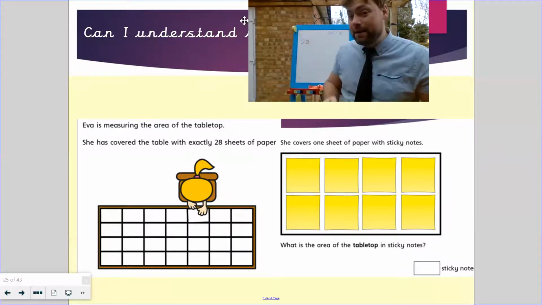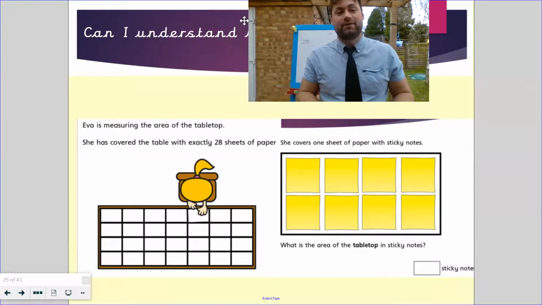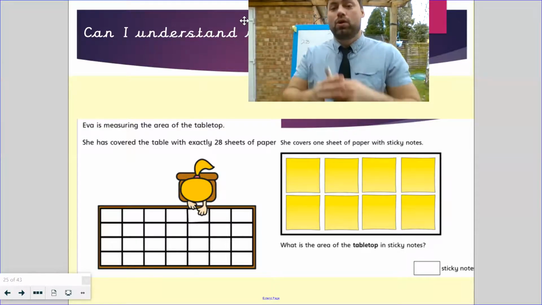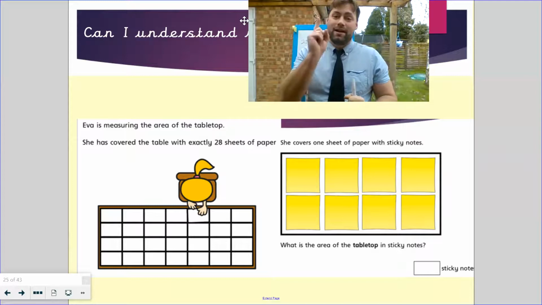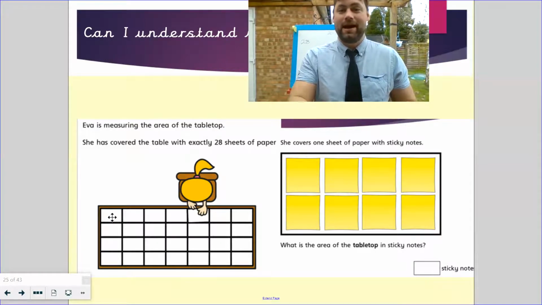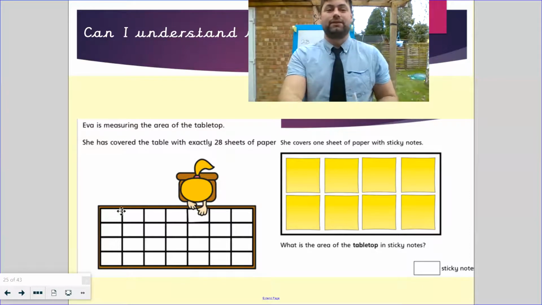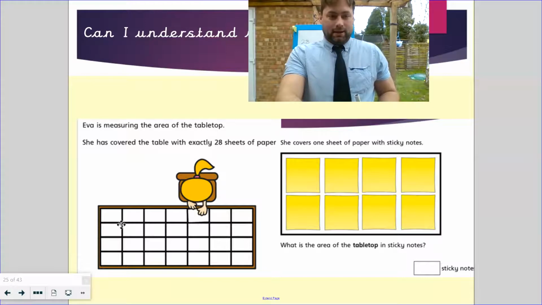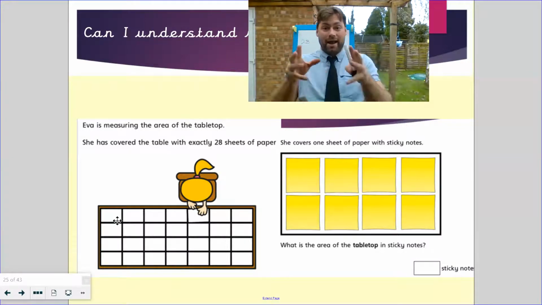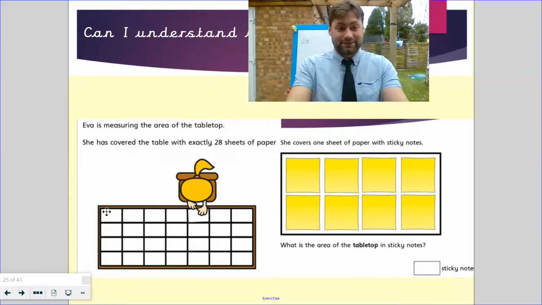So in paper terms, her area of the table is 28 sheets of paper. But we want to know what it is in sticky notes. Now, one piece of paper, let's take this piece of paper here, has 8 sticky notes on it. And you can see it in this picture here. We've got 8 sticky notes on our piece of paper. Now, all you need to do is multiply that number by 8, okay? And that will tell us how many sticky notes we have in this shape.